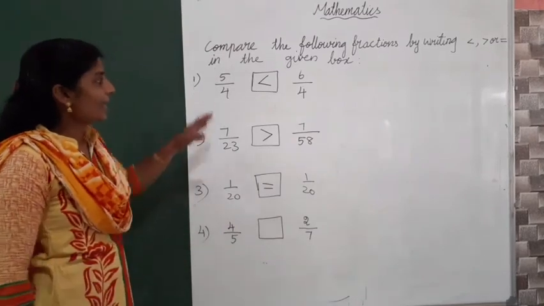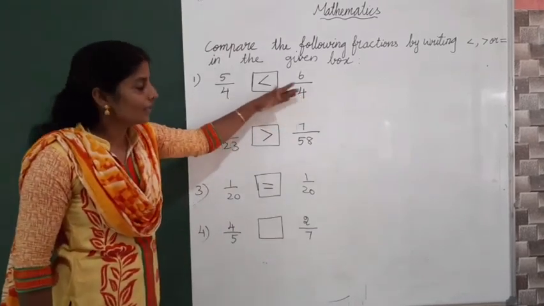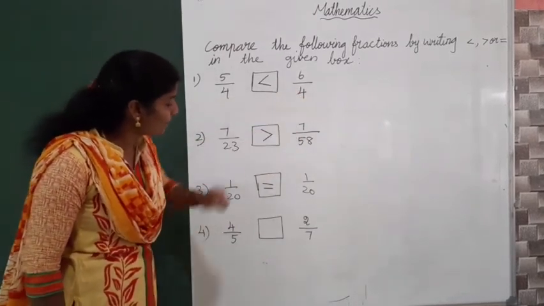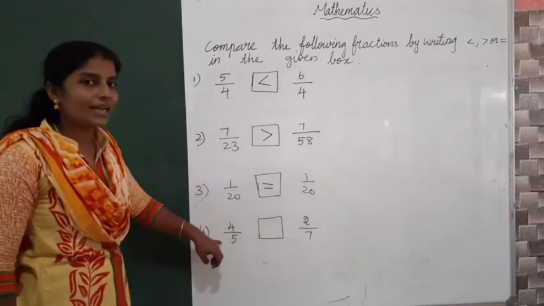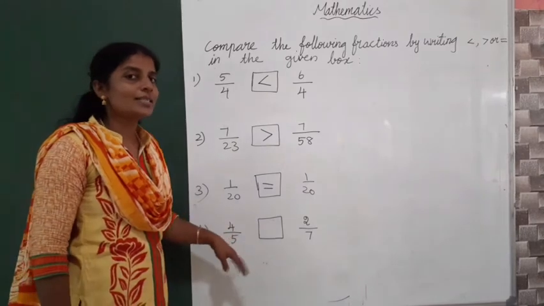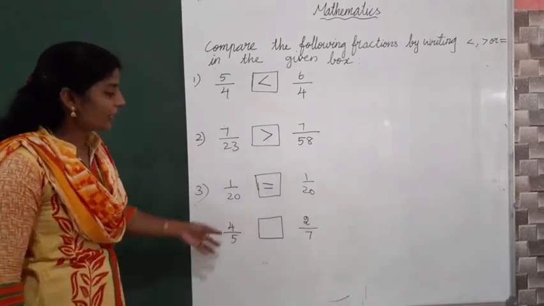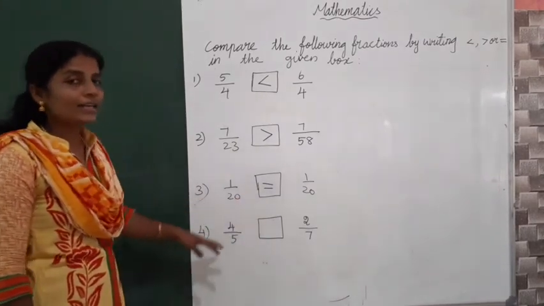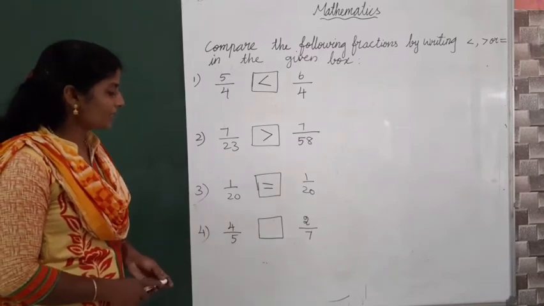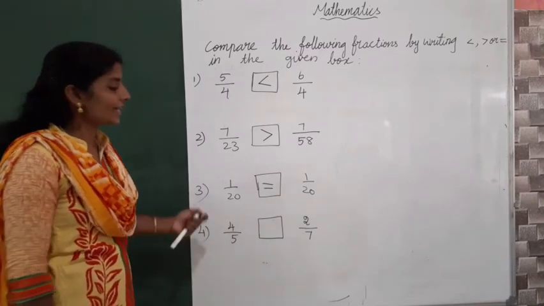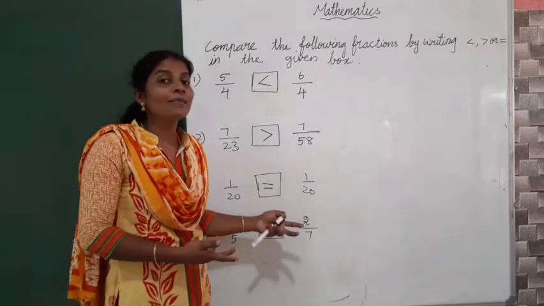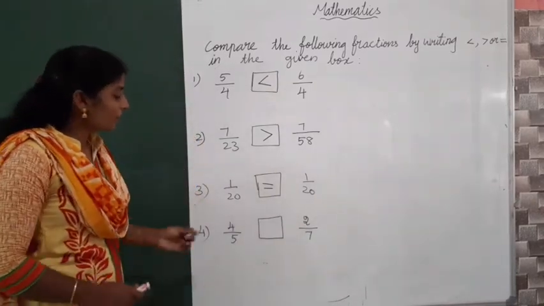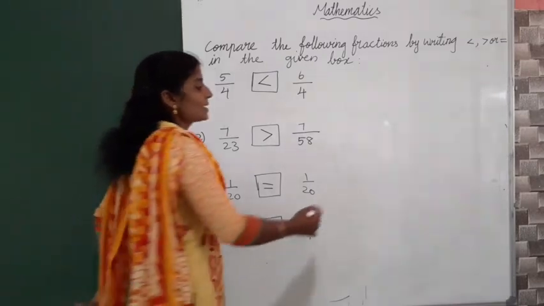Now the last one, 4 by 5 and 2 by 7. Now listen, here the denominators were the same, here the numerators were the same, here both were the same, but here the numerator and denominator are different, isn't it? How can you find which is greater? Now we want to change to the same denominator.